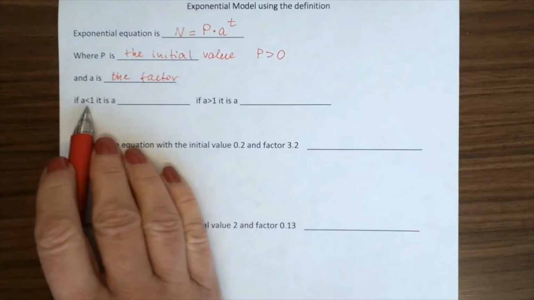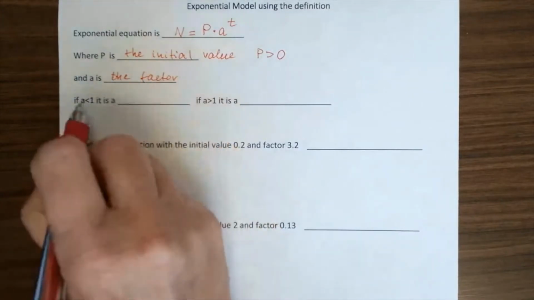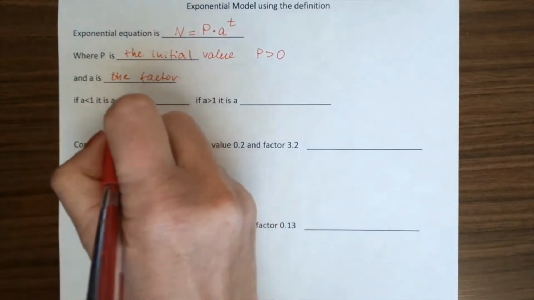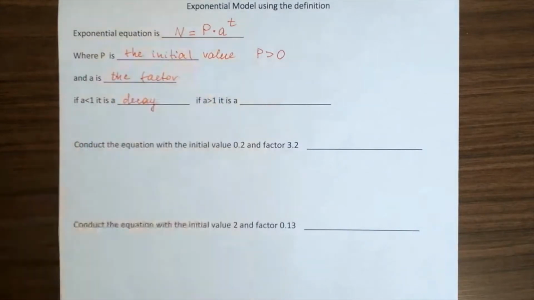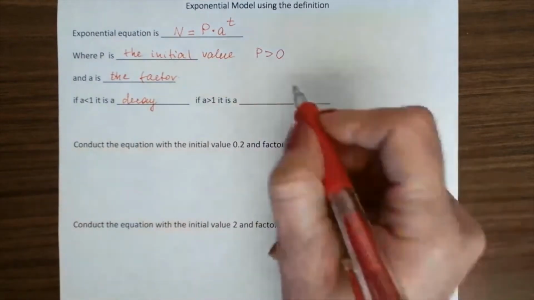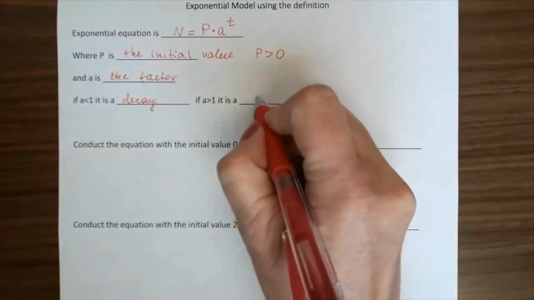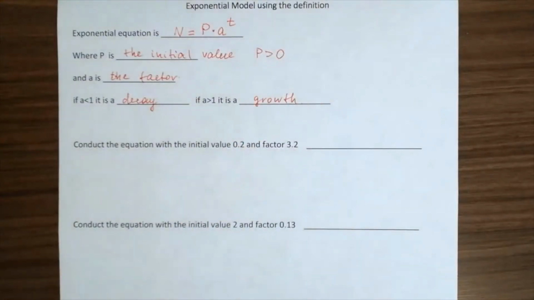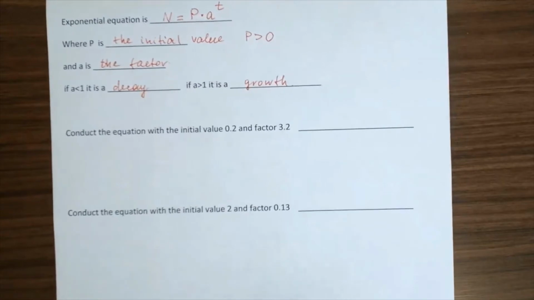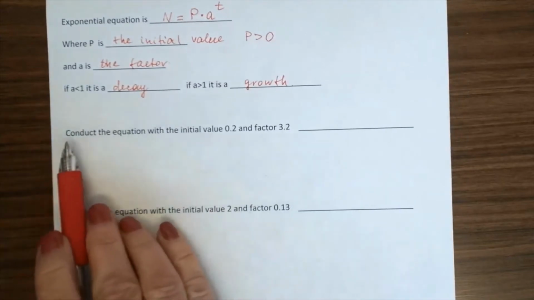A can be less than 1, and if it's less than 1, we call this a decay factor. And when a is greater than 1, we call this a growth factor. Let's review a couple examples.